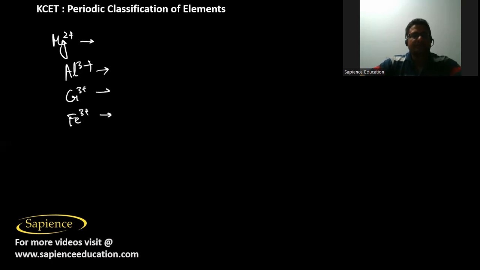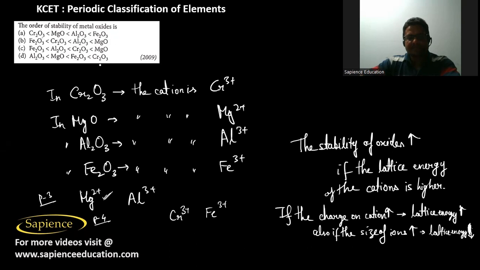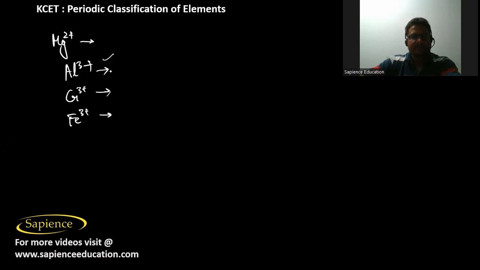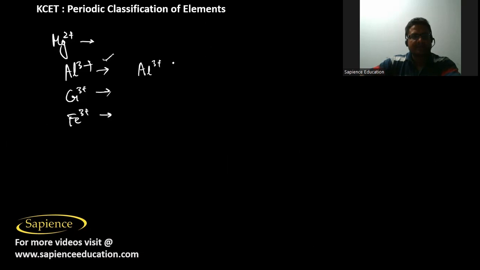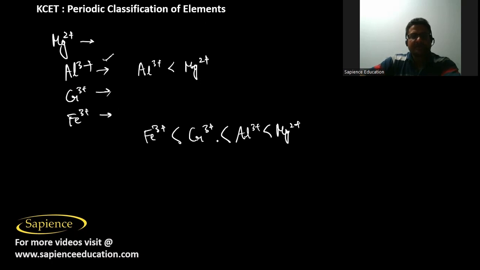Mg2 plus and Al3 plus are isoelectronic, means they have the same number of electrons. So the size of Al3 plus will be lesser than that of Mg2 plus. And then the size of Cr3 plus will be greater than Al3 plus, and the size of Fe3 plus will be greater than Cr3 plus.